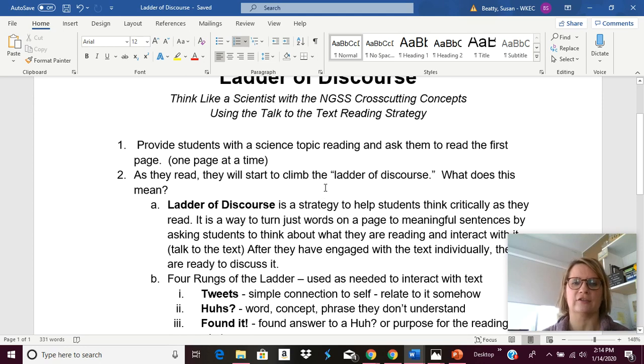That's what it's called, the ladder of discourse. Well, what does that mean? It's a strategy to help them think critically as they read. And instead of just mumbling words on a page, the intent of it is to change those words into a meaningful set of sentences so that they understand what they're reading as they interact with it. And then after they've engaged with it individually, then hopefully they're more ready to discuss it with you or with a group or the class or whoever.